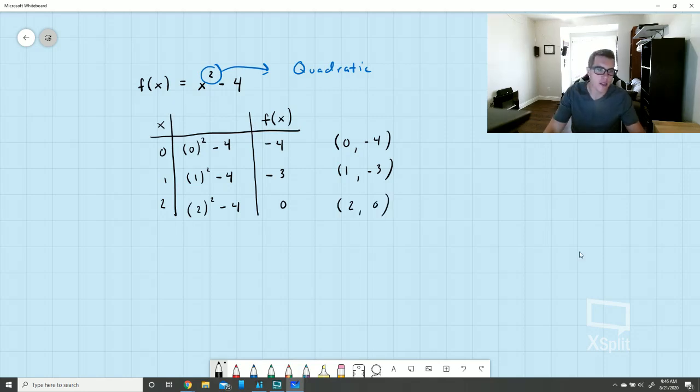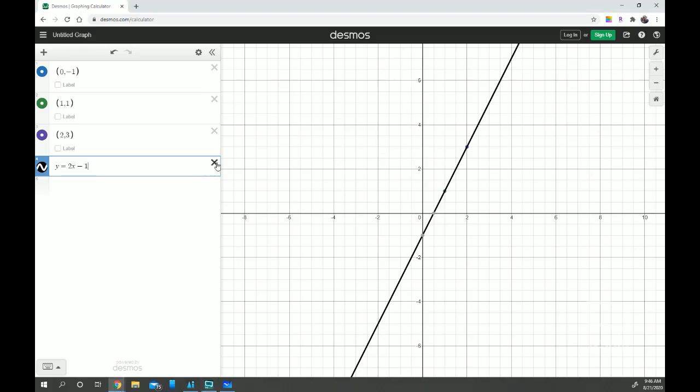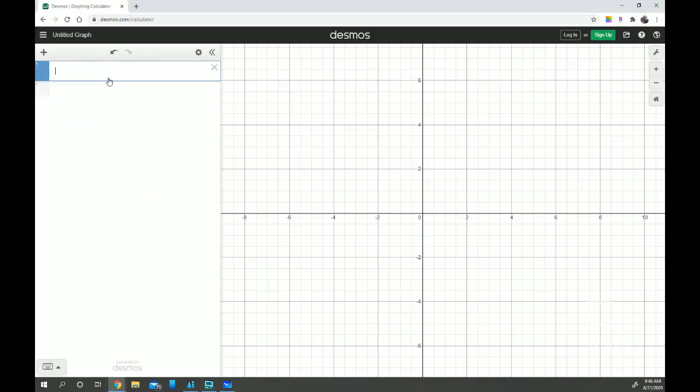So I'll go back to Desmos. Come on. There we go. Go back to Desmos. Get these out of here. I'm going to plug in the 3 coordinates we just found. So 0, negative 4. 1, negative 3. And 2, 0. We get a line. Well, kind of. If I connect 2 dots, I can get a line.